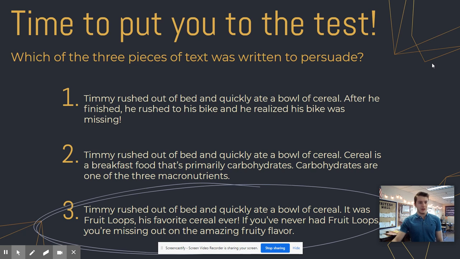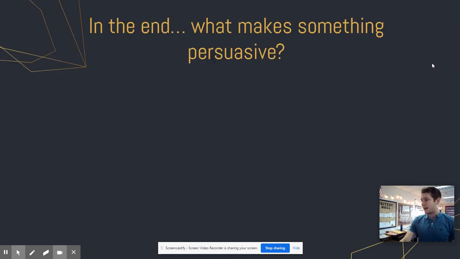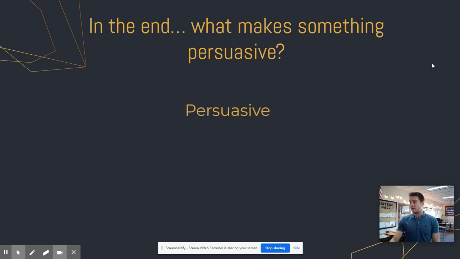If you guessed number 3, or if you thought number 3, then you were correct. Number 3 is definitely trying to persuade us of something. What do you think number 3 is trying to persuade you of? Maybe to buy Fruit Loops? I don't know. The last thing I have for you guys is that we can definitely do a few extra things to our writing to make it a little bit more persuasive. I have 3 things that you can do to your writing to make it more persuasive.